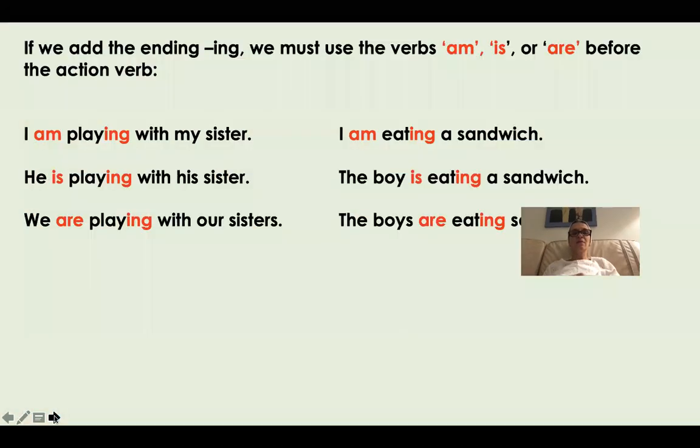Okay? Some more examples, because the more we repeat, the better you remember. Okay? So bear with me a little bit. Okay, if we add the ending ing, we must use the verbs am or is or are. Okay, I am teaching you these things and I'm stressing on them because we're going to be writing, and when you write, I want you to be able to use your action words correctly. I want you to use your verbs correctly in the correct tense. So pay attention and try to remember these rules that we're learning.